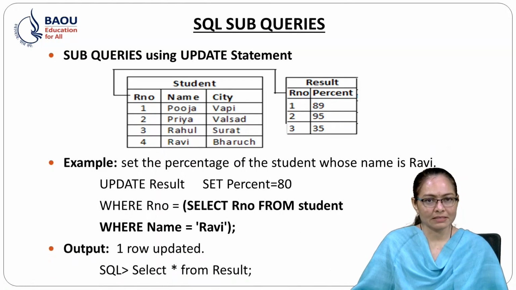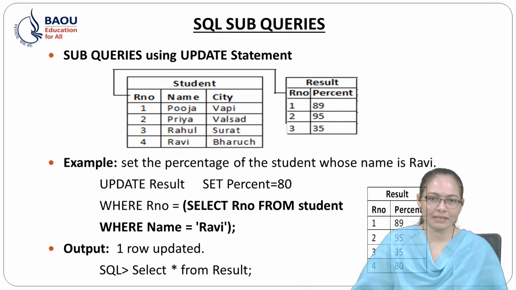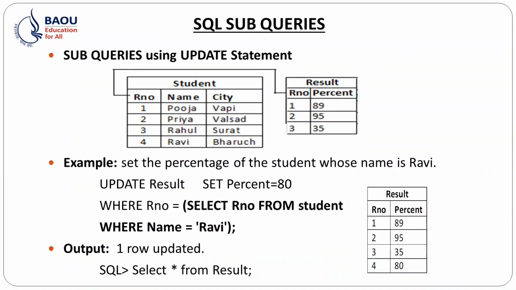The output is one row updated, and if we see the result table in the figure, the student named Ravi has roll number 4, and in the output of the result table roll number 4 has 80 percentage.